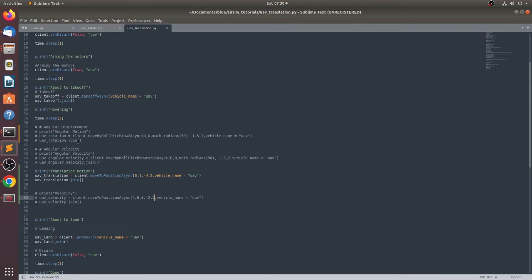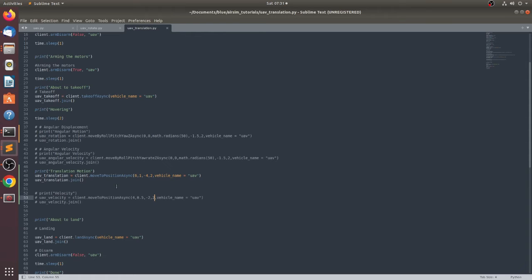So I'm using the previous script and I'm just adding on that. So for the translation motion, what I'm trying to do is that we're actually using a function called move to position. So this is actually making us reach a certain position based on the coordinate system.